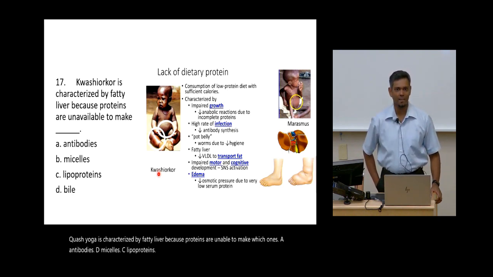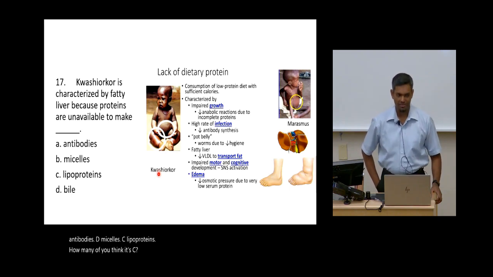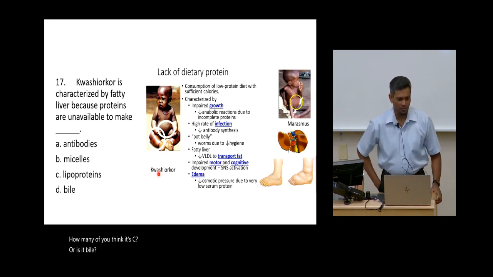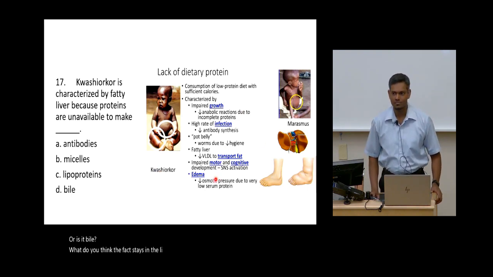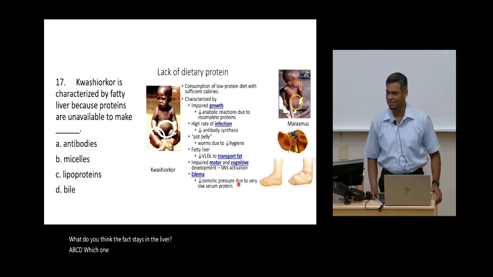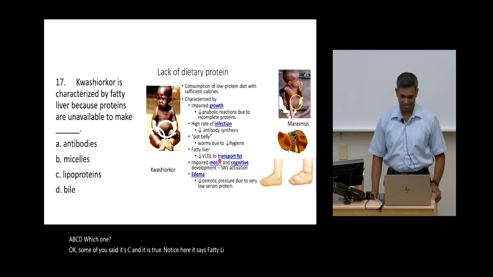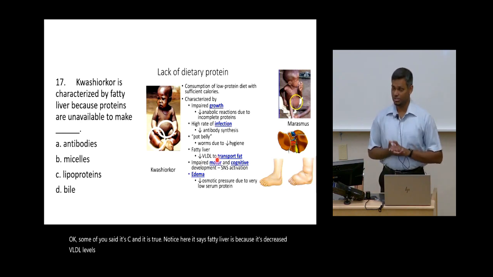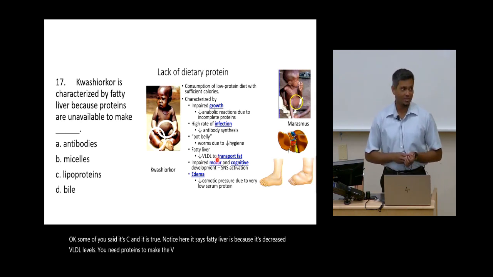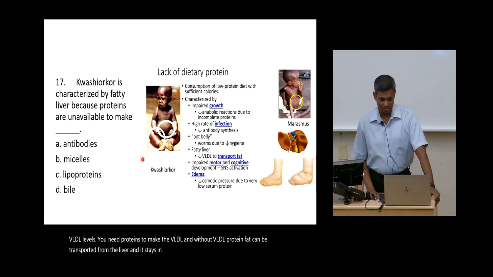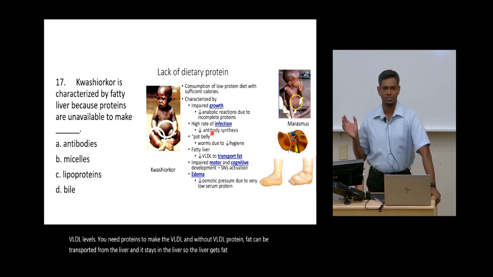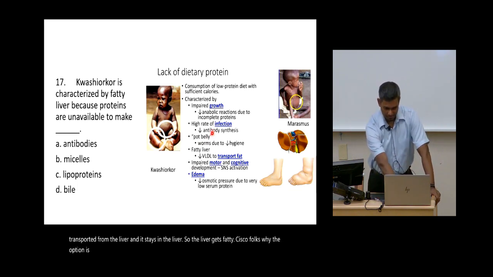How many of you think it's C? Or is it bile? Why do you think the fat stays in the liver? A, B, C, or D? Which one? Okay, some of you said it's C, and it is true. Notice here it says fatty liver is because there's decreased VLDL levels. You need proteins to make the VLDL, and without VLDL, fat can't be transported from the liver and it stays in the liver. So the liver gets fatty. Is this clear, folks? So the option is C.